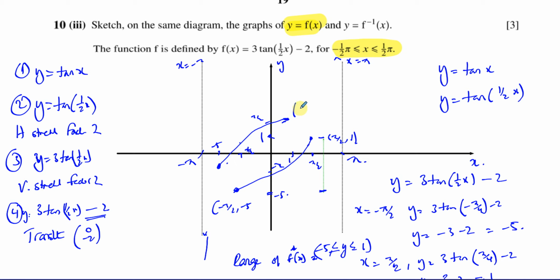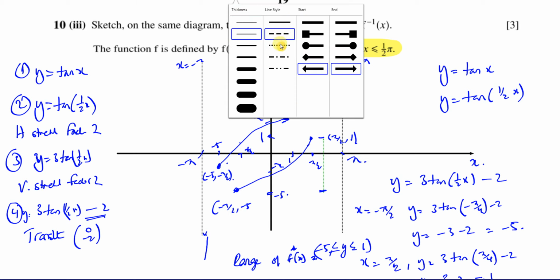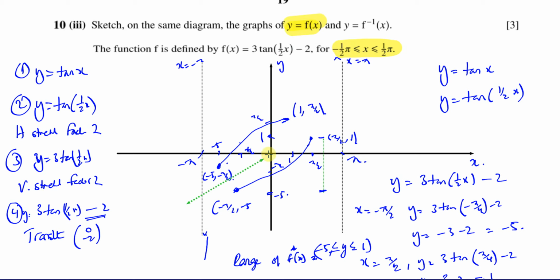So this would be 1 and pi over 2, and this would be minus 5, and minus pi over 2. So basically, the x and y coordinates are switched over. And as we can see, we don't have to draw it here, but you can say these two are a reflection in the line y equals x.